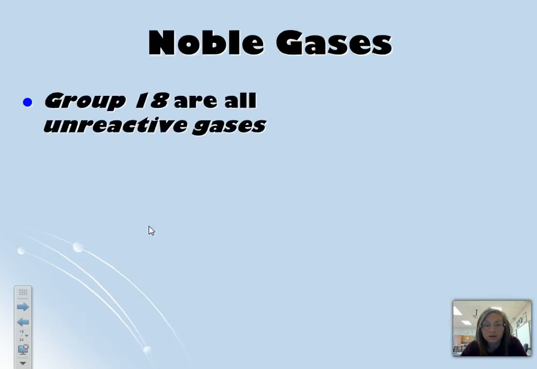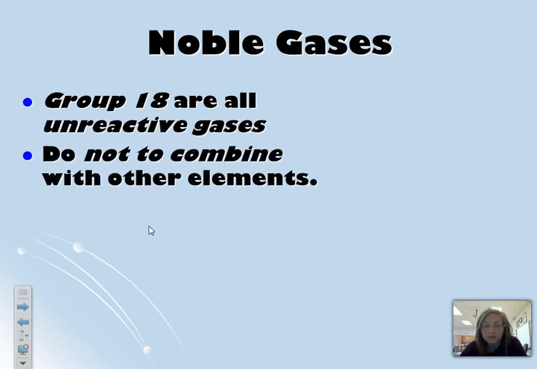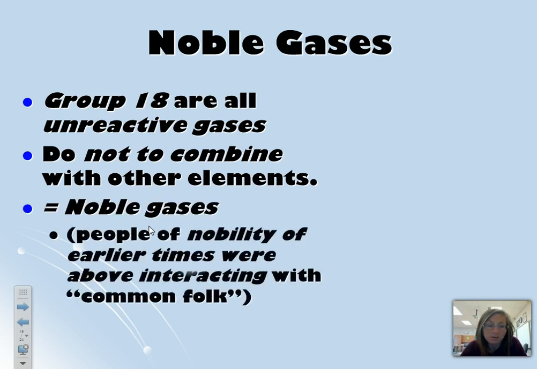Finally, our noble gases, group 18 or group 8, they're all unreactive gases. They do not combine with other elements, which is where they get their name, because people of nobility in earlier times were above interacting with common folk. So you could say that the elements in group 8 are above interacting with other elements, but it's really because of their chemical nature or properties, not for any other reason.